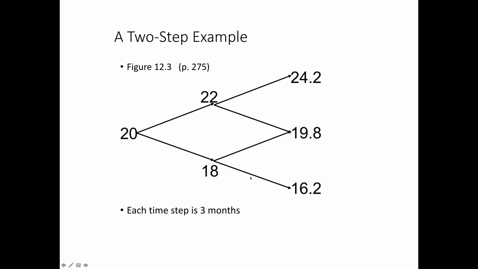Now, if it goes down, if two steps down, you get 16.2. So each time step, here we have two steps, one step, two steps, 3 months. The delta T is 3 months, which is 0.25 in terms of year. But the whole horizon is 6 months, T equal to 0.5. So you have a forward-looking map of the underlying stock.